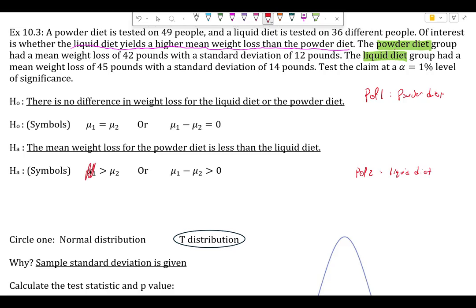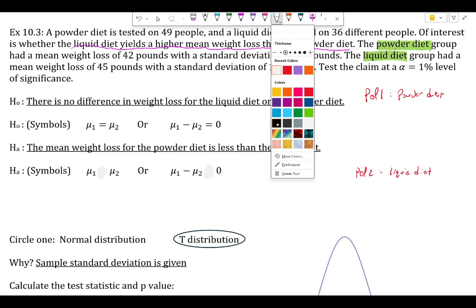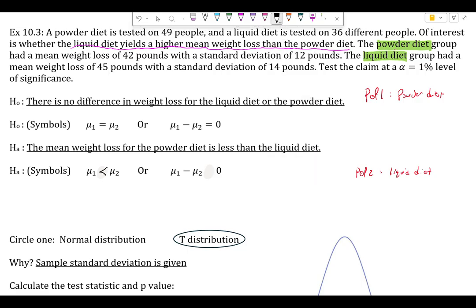So let me just change this real quick. Basically, all that we're going to do here is just change this from a greater than test to a less than test. Mu1 is less than mu2. Actually, give me a second. So I just used some, I guess, electronic whiteout. And now we can change this to a less than claim.